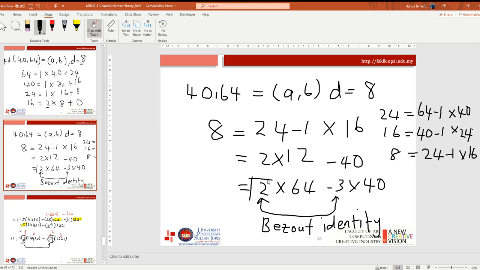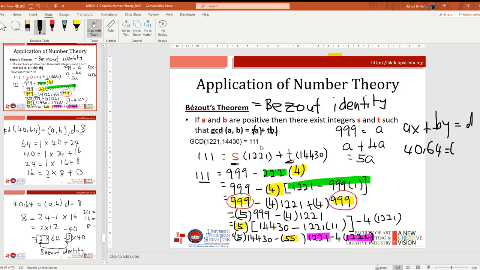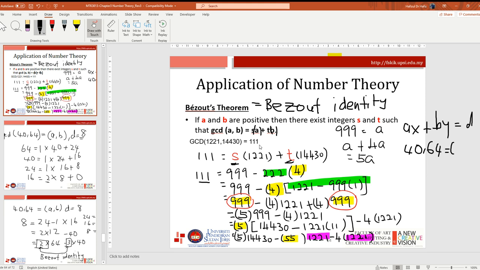Kita nak guess. Okay. 2 dengan 3. Sama juga macam ni lah. Okay, ni nombor besar sangat. Besar sangat. Result identity S and T. S and T. Kita nak guess. S and T 111 S and T. 999 equivalent A plus 4A is equivalent to 5A lah.